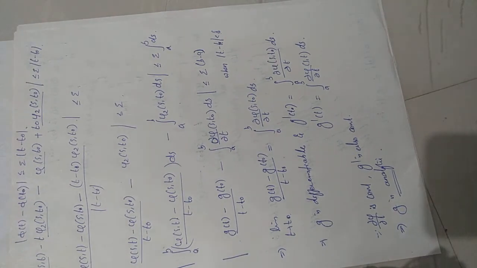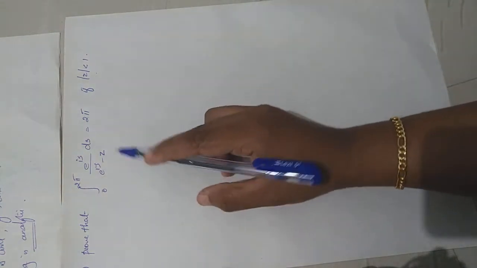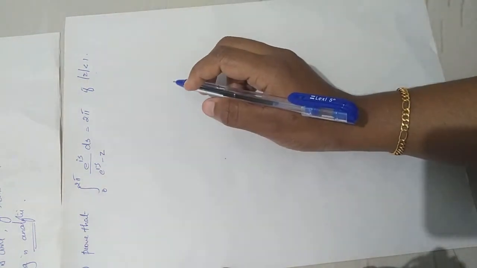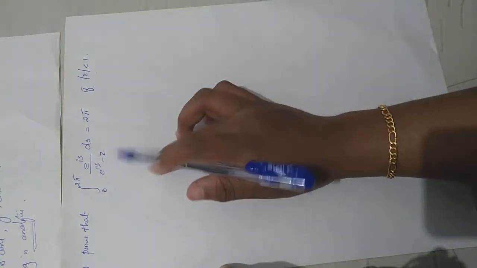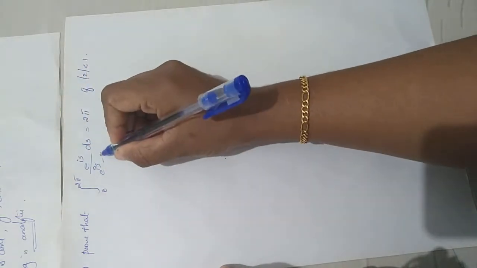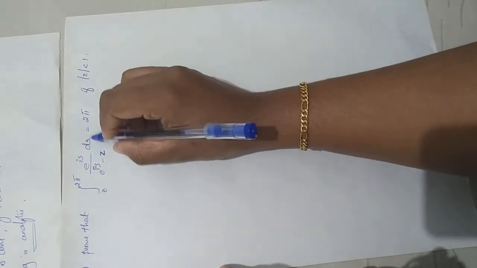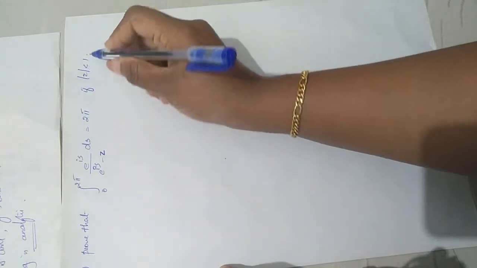Okay. So this is called a Leibniz rule. Now, we will solve this problem. We are going to use this theorem for solving this problem. The integral from 0 to 2 pi of e raised to is divided by e raised to is minus z, where z is a complex number, ds, is equal to 2 pi if mod z is less than 1.